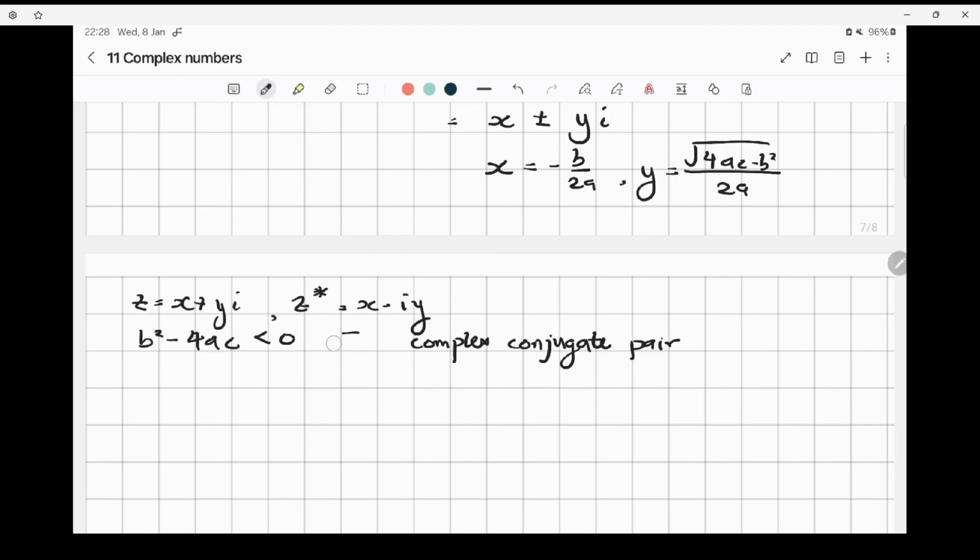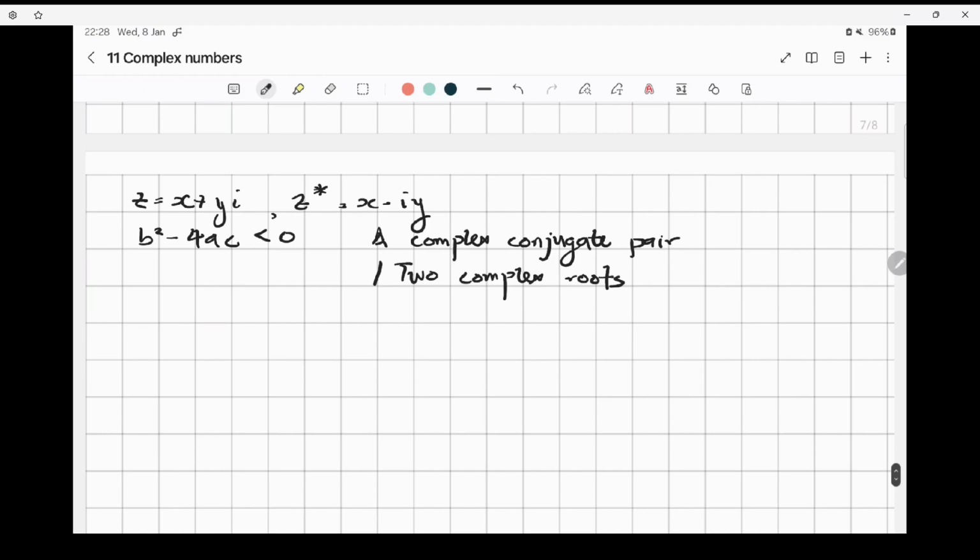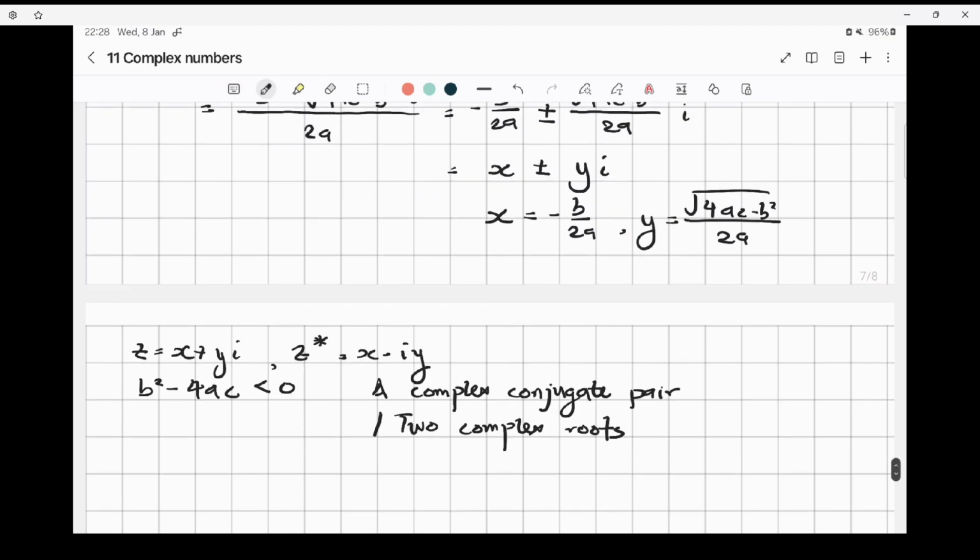Sorry, that's a little bit confusing. It's a complex conjugate pair, or you can say it's two complex roots. A pair basically means you have two roots. So when you say that you have two complex roots, it's not specific enough, because one of the roots has to be the complex conjugate of the other one, which is shown here.